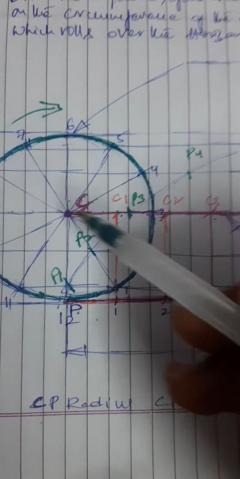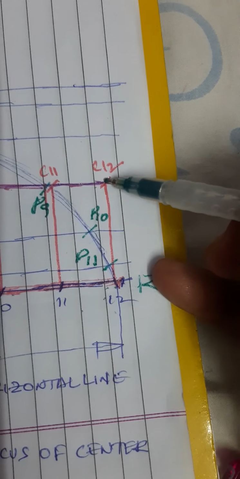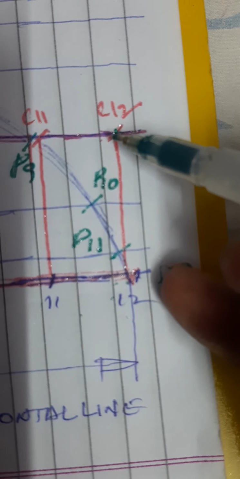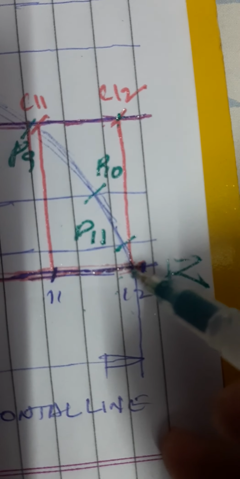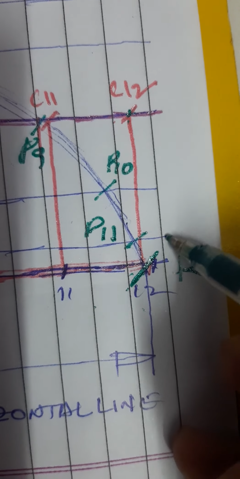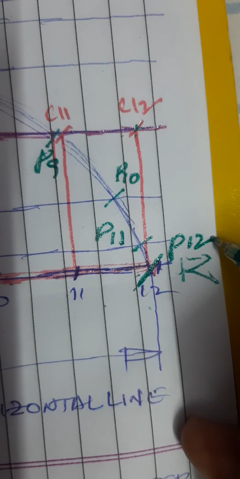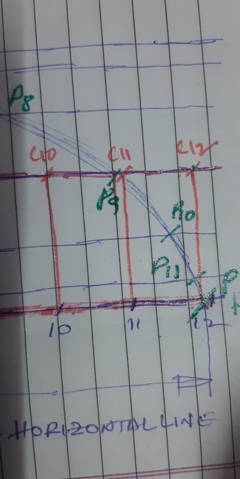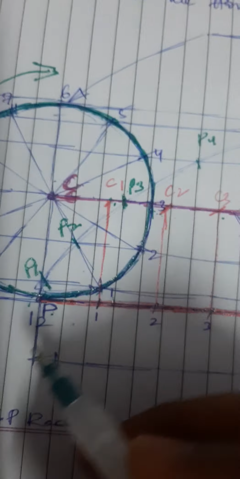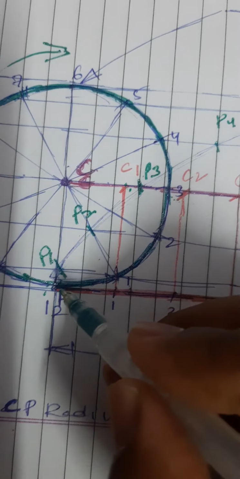Now the last step: by taking CP radius and C12 center, we need to draw the arc cutting the line drawn from 12. So this is the line drawn from 12. Now with C12 center, CP radius, when we draw the arc, here we are going to get P12, right? So now after getting this, you need to join all the points P1 to P12 with a smooth curve.